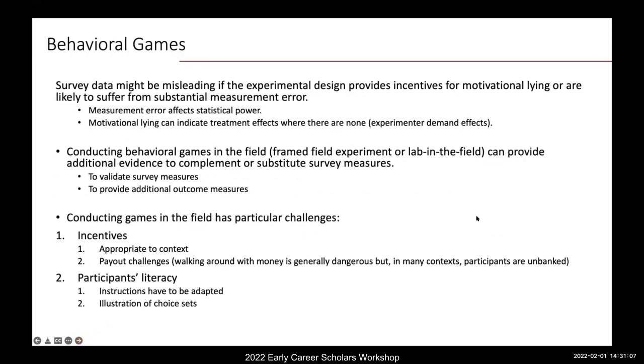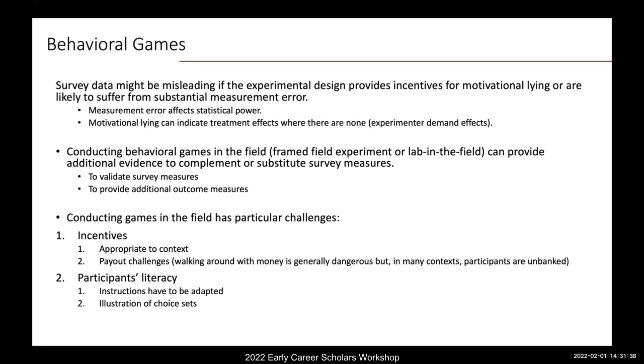Okay. A different class of data comes from behavioral games. This is something that we use if we suspect that survey data is misleading, especially if the experimental design provides incentives for motivational lying. So if there might be experimental demand effects, or if our survey data might suffer from substantial measurement error. Measurement error, for example, would be something I'm asking you about.